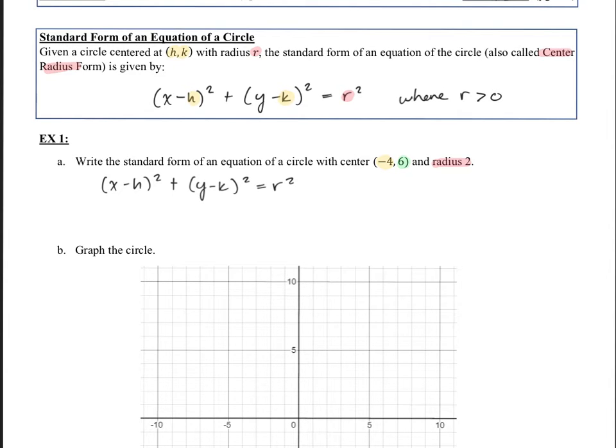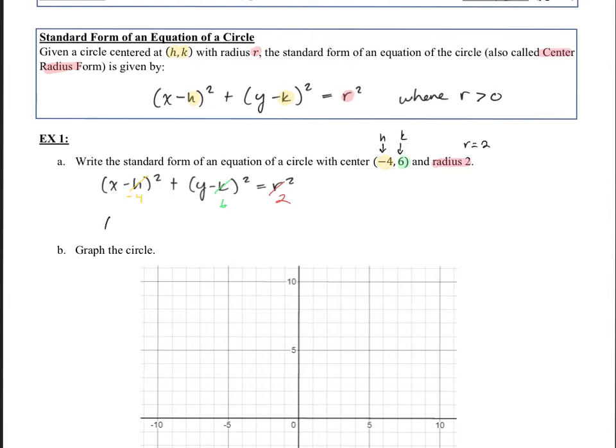Let me go ahead and label these. So r equals 2, and then this is my h value, and that is my k value. So let's go ahead and plug those in. h we are replacing with -4, and k is being replaced with 6. Then r is replaced with 2.